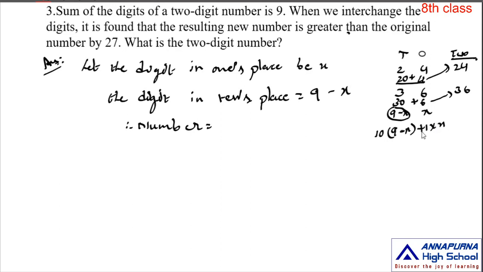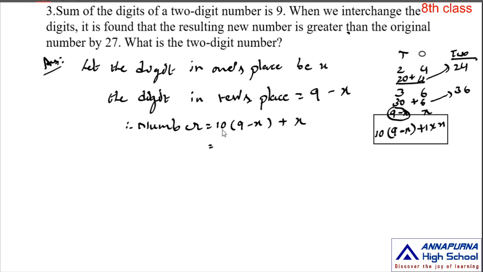By adding these two place values, we get the two-digit number. Here, what is the two-digit number? 10 into 9 minus x plus 1 into x, that means x. This is the required two-digit number if you take x in ones place and 9 minus x in tens place.